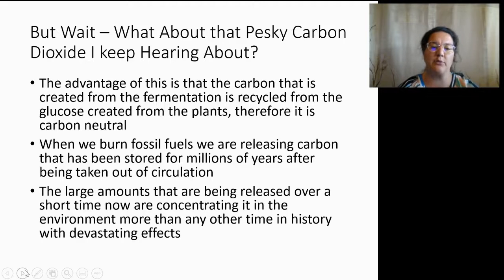The large amounts being released over a short period of time in fossil fuel combustion are concentrating carbon in the environment more than at any other time in history, and it's causing some pretty serious environmental effects.